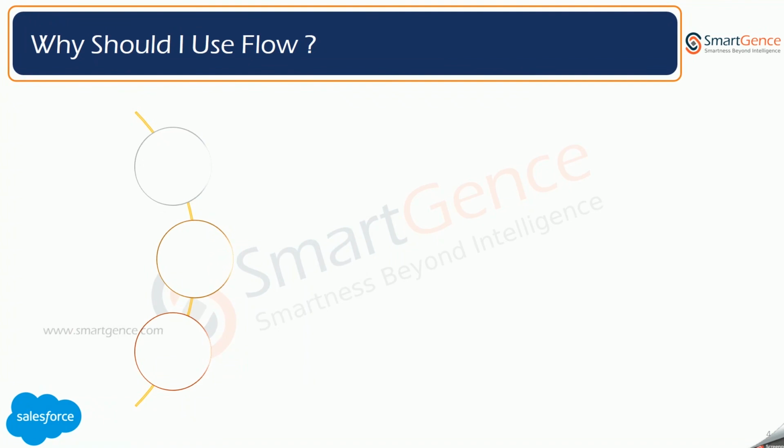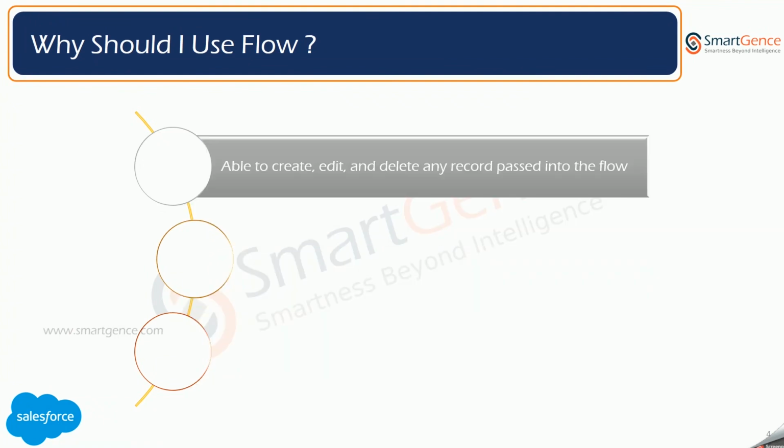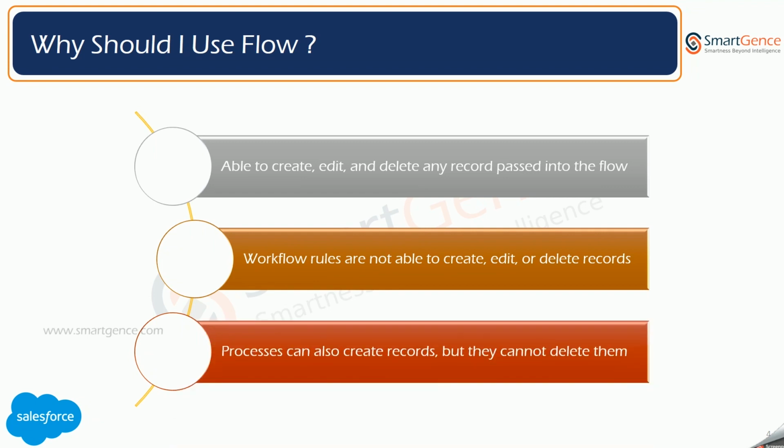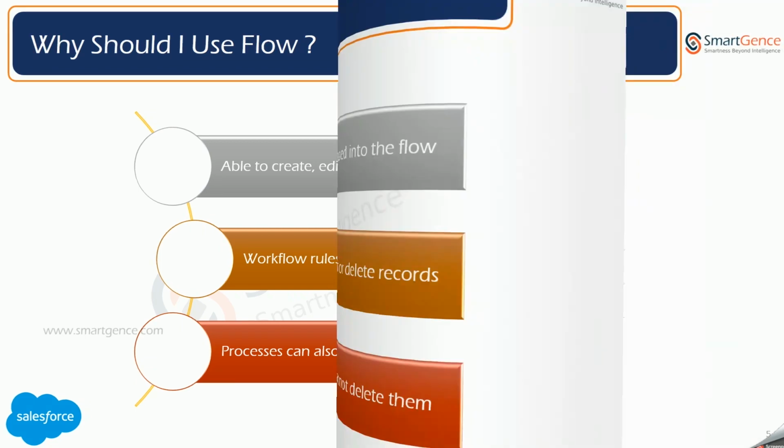So why should we use flows? Basically, flows will allow us to create, edit, and delete any record passed into that flow. Whereas workflow rules, again an automated process, will not be able to create, edit, or delete records except for the task records, obviously. And processes, which is again another automated functionality, we will be able to create records, but we will not be able to delete them, which is again a possibility in flow. So that is why you would be using a flow, right?